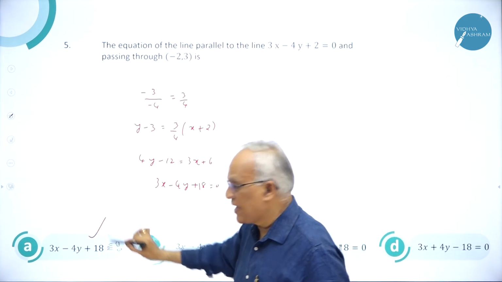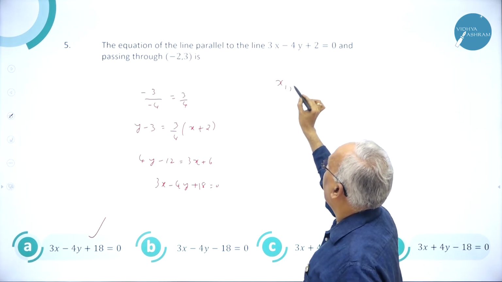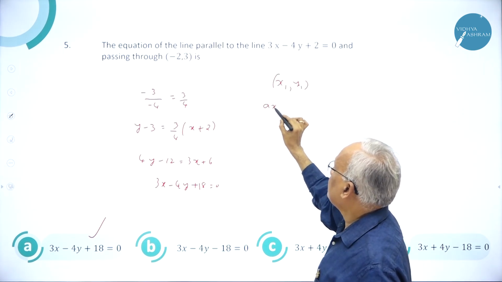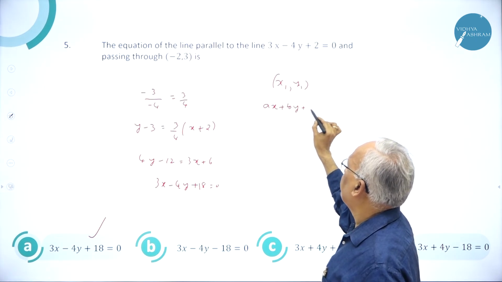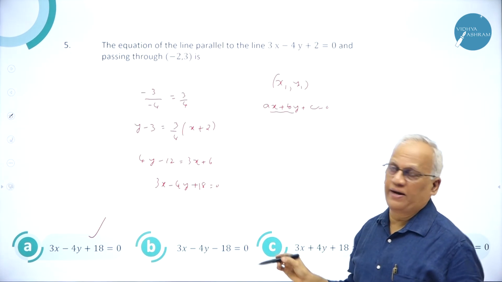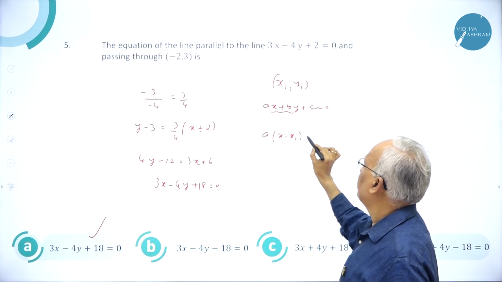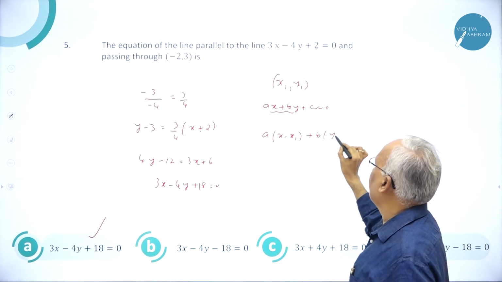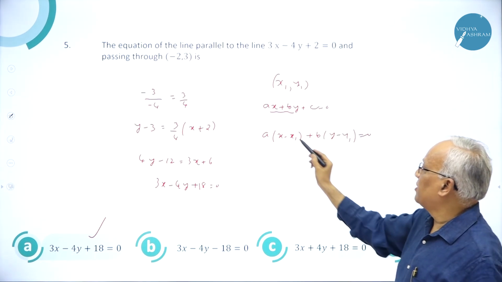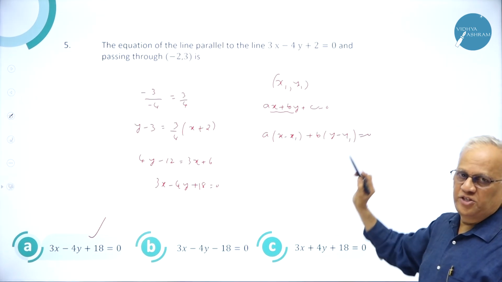This is the equation of the line. So 3x minus 4y plus 18 equal to 0. Answer is this. But I have another interesting method. You can use this: the equation of the line passing through the point (x1, y1) and parallel to the line ax plus by plus c equal to 0 is given by, you concentrate only on these coefficients of x and y, a into (x minus x1) plus b into (y minus y1) is equal to 0. You need not take the constant term, because it passes through (x1, y1), meaning x equal to x1, y equal to y1 makes it 0. So this is the general result.